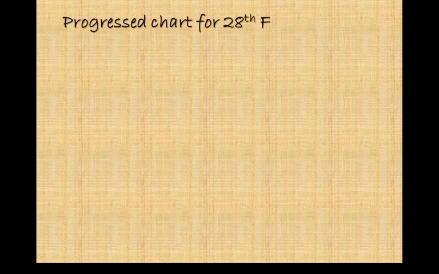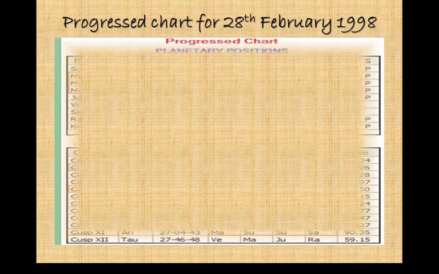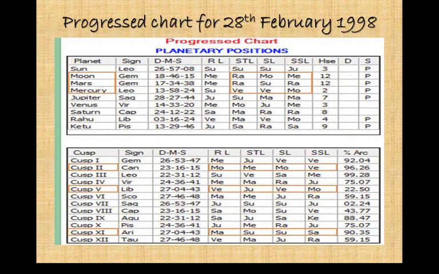Let's also study progression. At times an event does not happen despite dasha and transit supporting it, and if it does not appear in progression, then the event does not happen. So let's also study progression for the dasha planets. Just like a person grows, similarly a horoscope also progresses. So this is the progression chart for 28th February 1998, and on that very day we have to study these three planets, because these three planets were dasha planets.